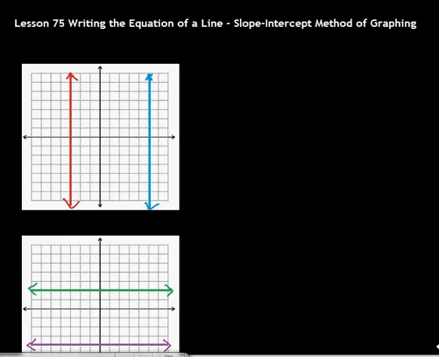Okay, again, lesson 75 is a rather important lesson for graphing. We're going to write an equation of a line given a line on a coordinate system, and then we're going to learn the slope-intercept method of graphing.